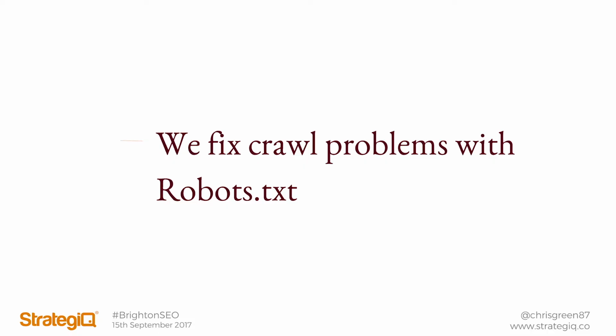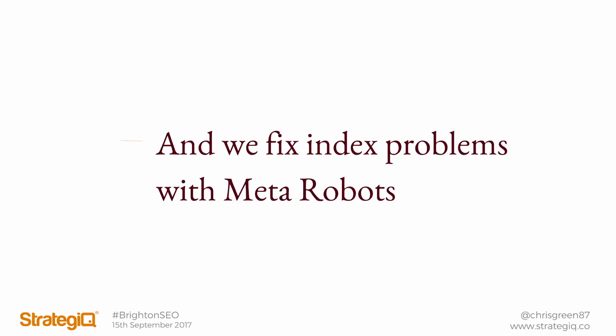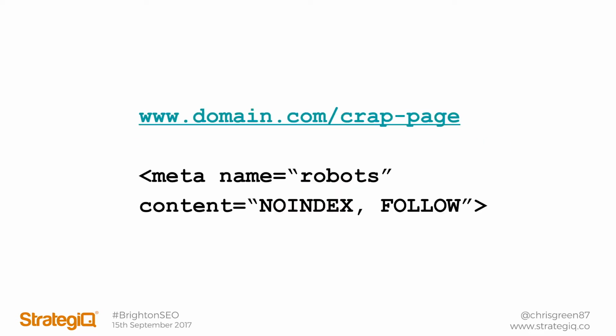Now, broadly speaking, we fix crawl problems with the robots.txt file. Ultimately, when you're saying disallow to Google, you're saying do not crawl this page. In a similar way, that's how you'd stop a spider trap. And we fix indexing problems with meta robots, primarily using noindex as a definition, which will look something like that. Now, obviously, that's at the risk of oversimplifying this whole issue.